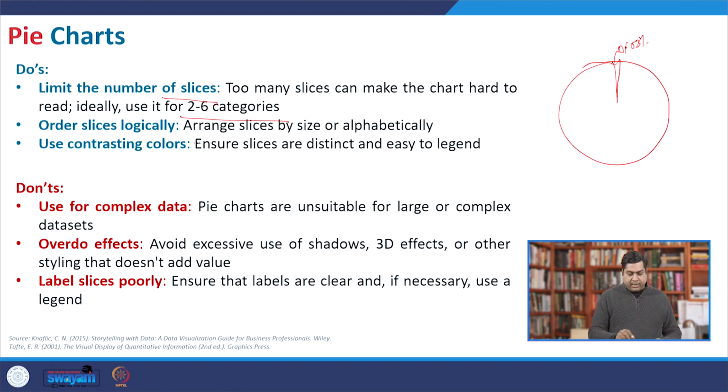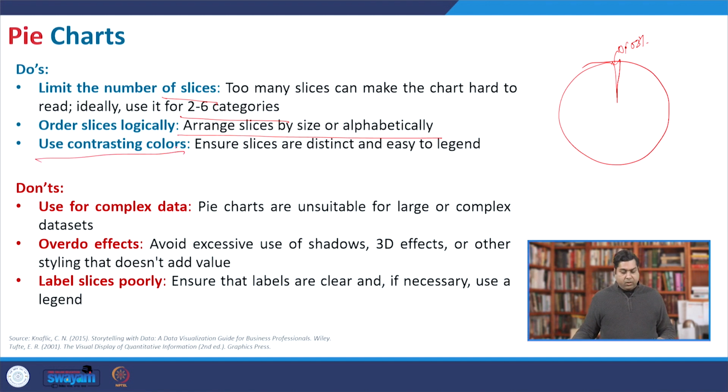Then order slices logically, that is up to you. If you want the reader to follow, you can arrange it from the highest to lowest percentage, or alphabetical order, or if you want to showcase certain variables or categories where there is already some kind of coding, you can do it based on that. So, depending on the need you can do it.